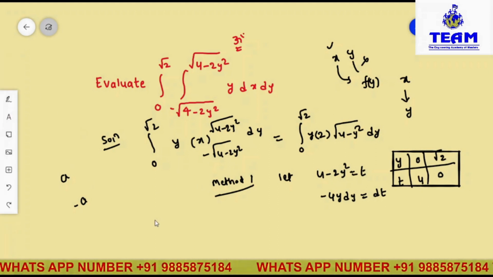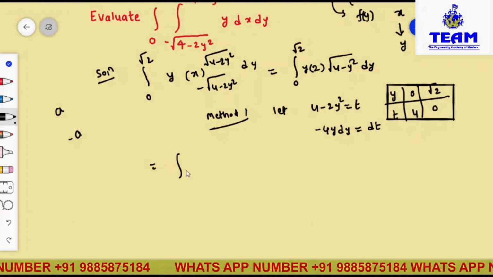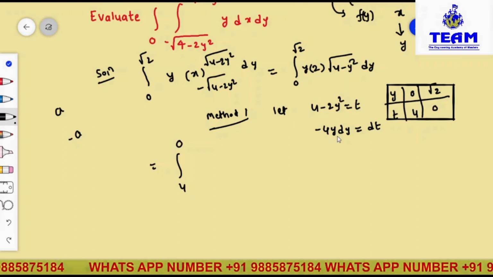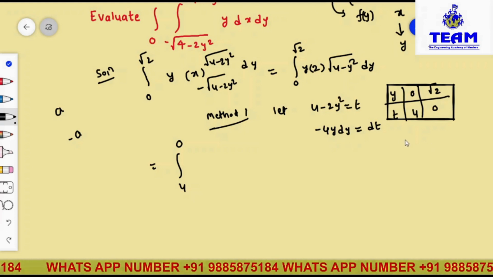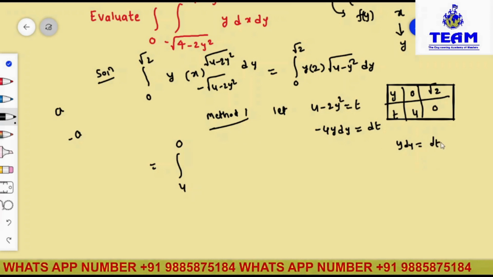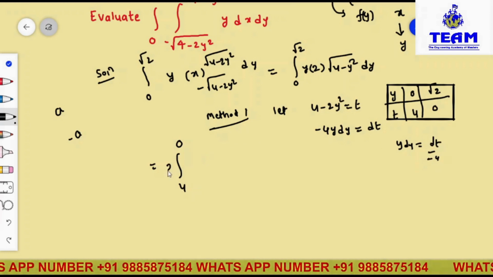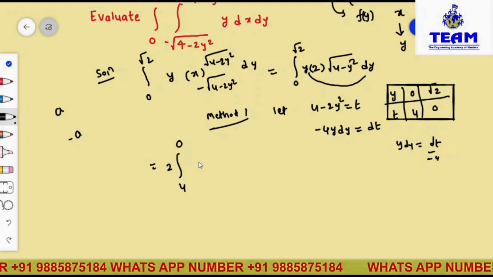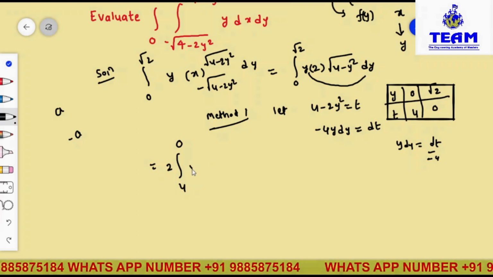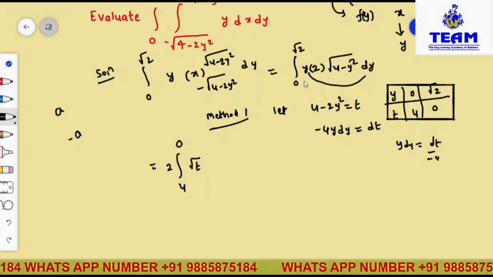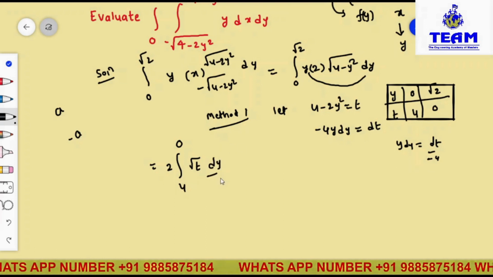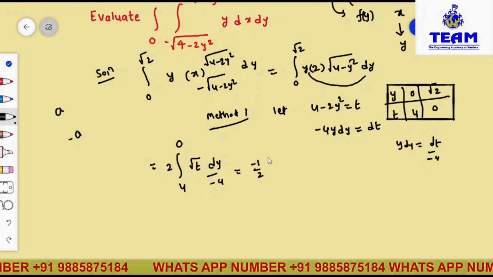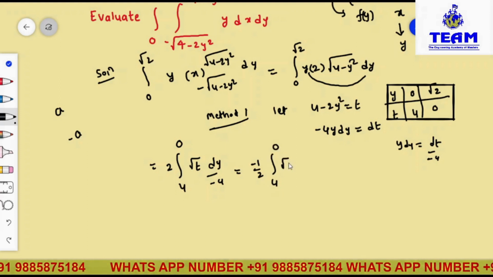Clear? Now substituting in the above equation, we will have the integral with lower limit of t as 4 and upper limit of t as 0. Here you have y dy, and we have minus 4y dy equal to dt, so y dy is equal to dt by minus 4. I am writing 2 outside first, and y dy is dt by minus 4. Inside, the square root of 4 minus 2y square is root t. The minus you can take outside, then you will have 2 by minus 4, which is minus 1 by 2. So minus 1 by 2 integral from 4 to 0 of root t dt.